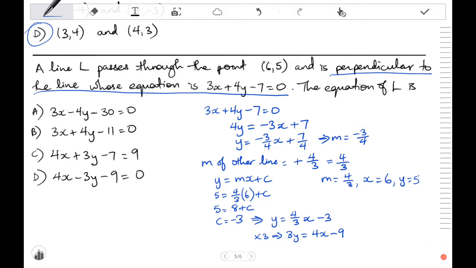Okay, so again, as you see, which one of these looks like the answer? Bring everything on one side. 3y minus 4x plus 9 equals 0, or the same thing as, if we rearrange and put it on the other side, 4x minus 3y minus 9 equals 0. Which is the answer.